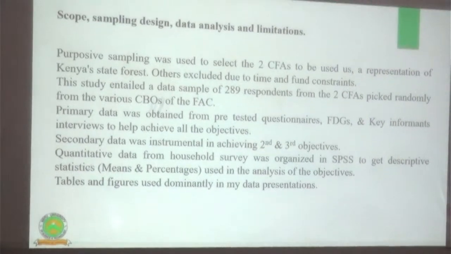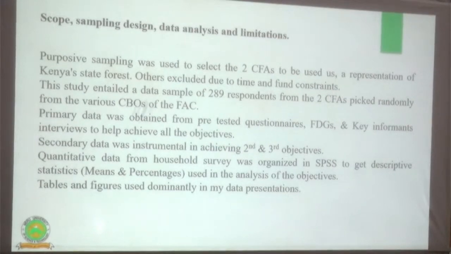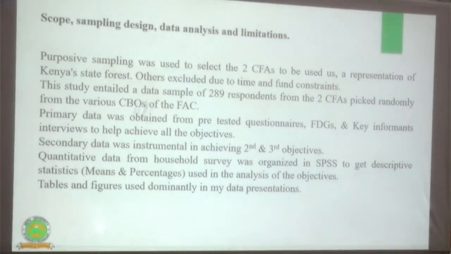In line with the scope and sampling design, data analysis and limitations, purposive sampling was used to select the 2 CFAs to be used as a representation of Kenya state forests, others excluded due to time limits and also the fund constraint. The study entailed a data sample of 289 respondents from the 2 CFAs picked randomly from the symbiosis of the forest and adjacent communities, and the 2 CFAs were Rodombe CFA in Saudimenti and Mutiene in Buri.